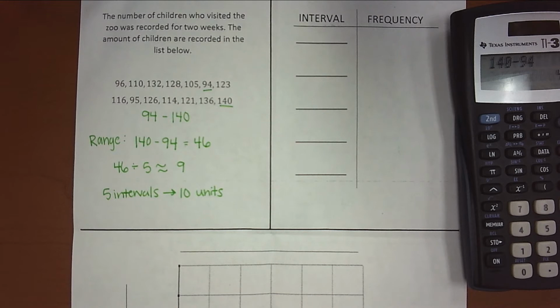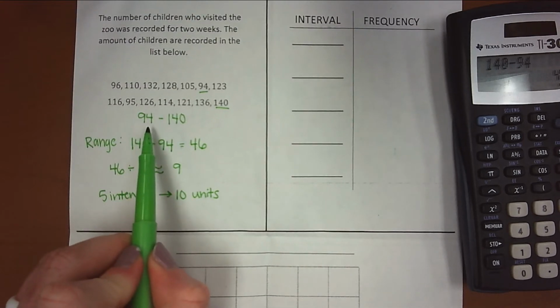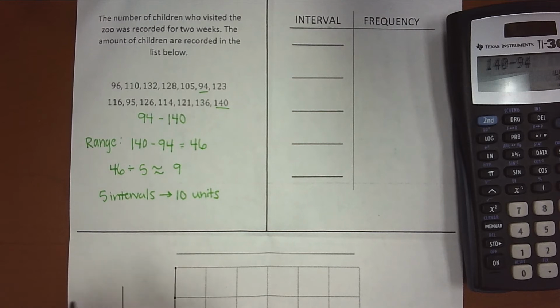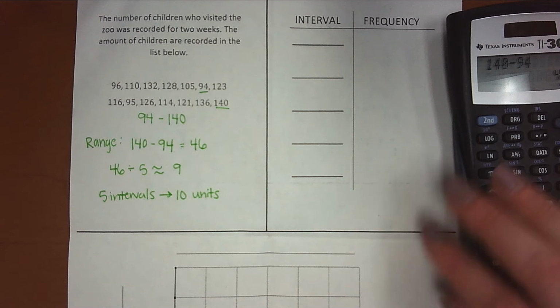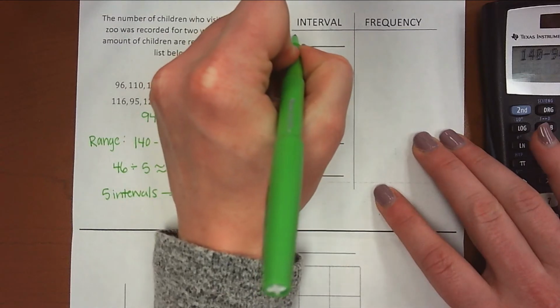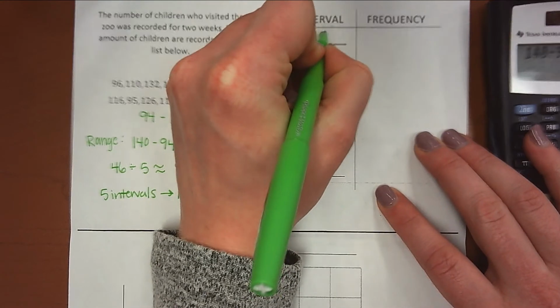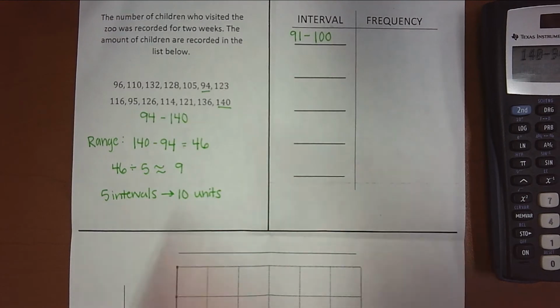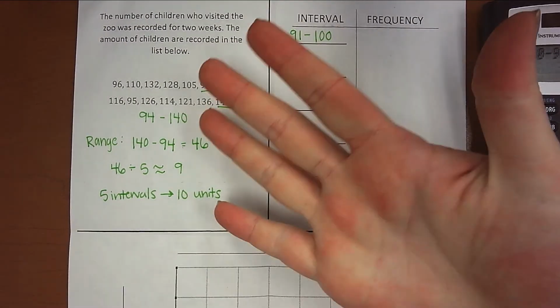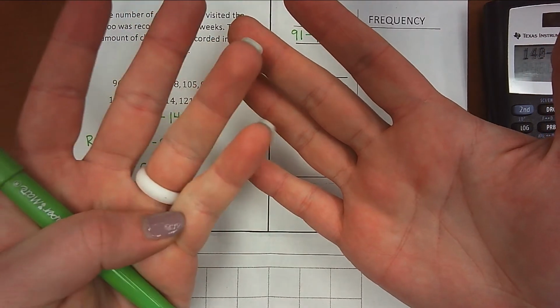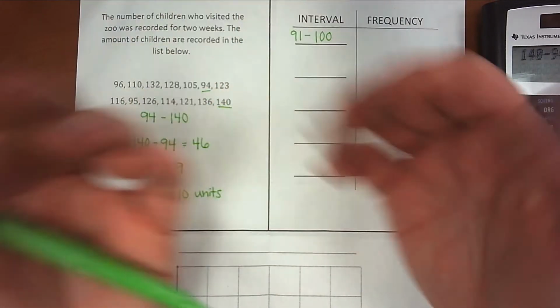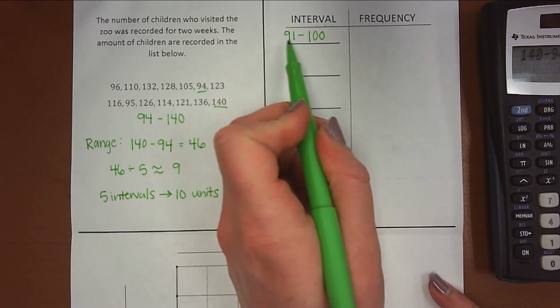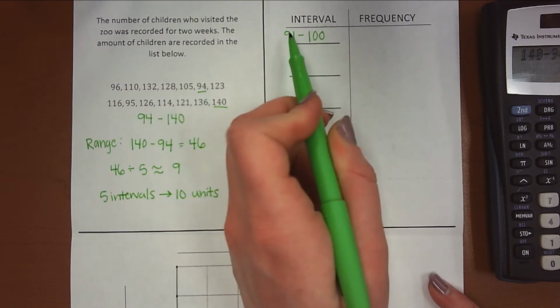So I'm going to start. 94 is my lowest number. I'm just going to pick the 10 that's closest to 94. I'm going to do 91 through 100, and some of you might be saying, well, I think that's only 9. Actually, if you count it out, 91, 92, 93, 94, 95, 96, 97, 98, 99, 100, it's actually 10 values. And so I have one interval here that's 10 values.